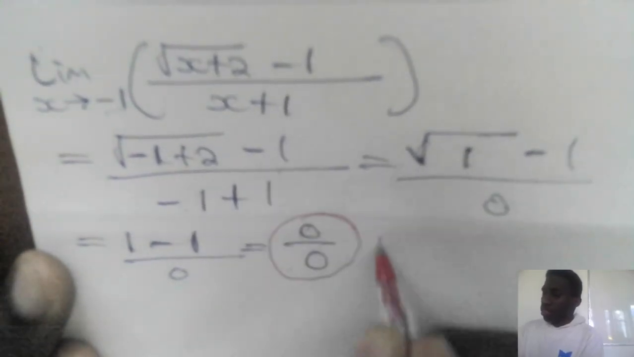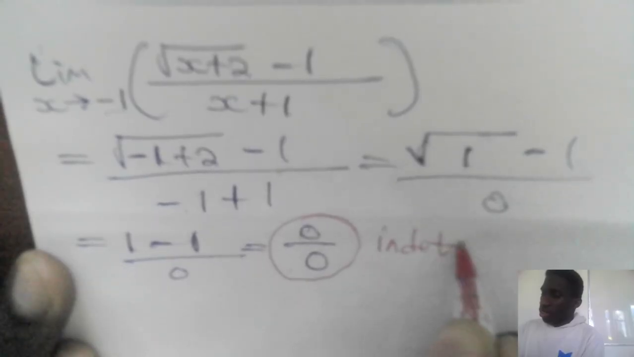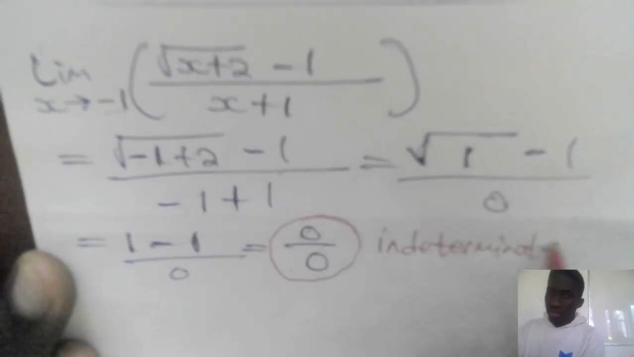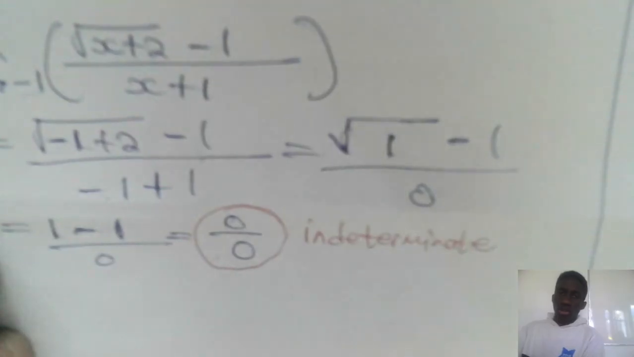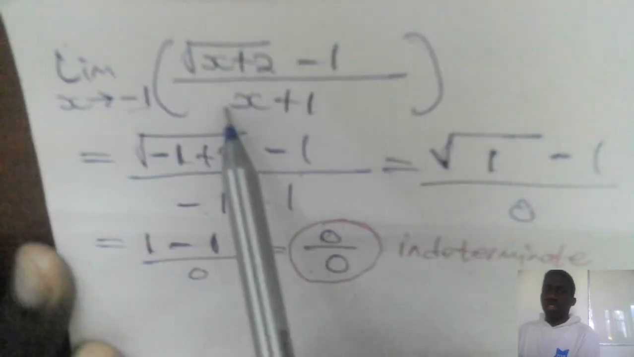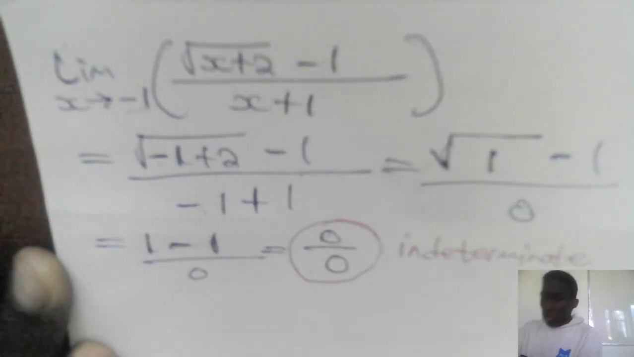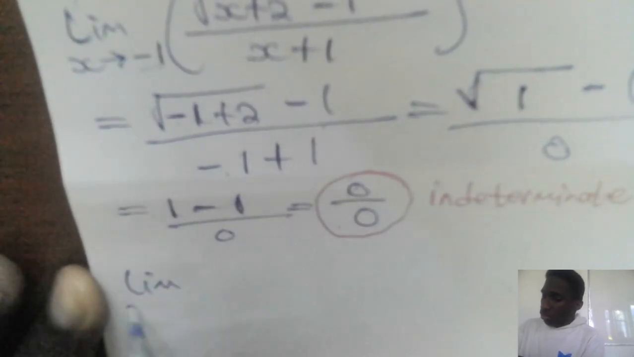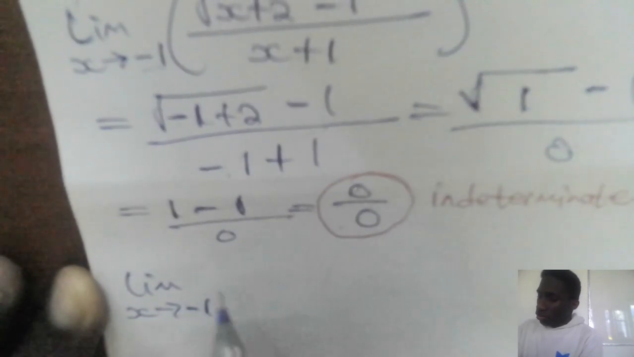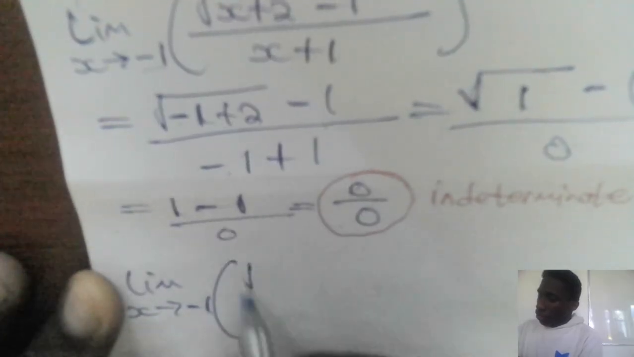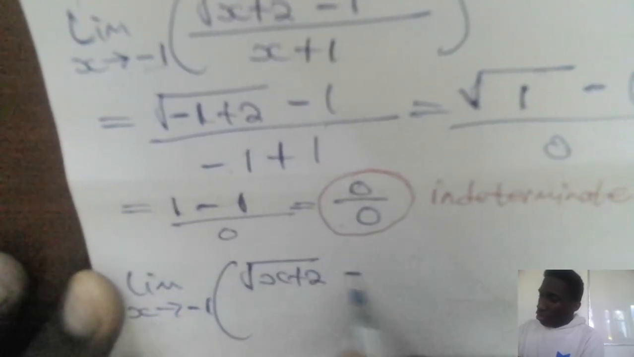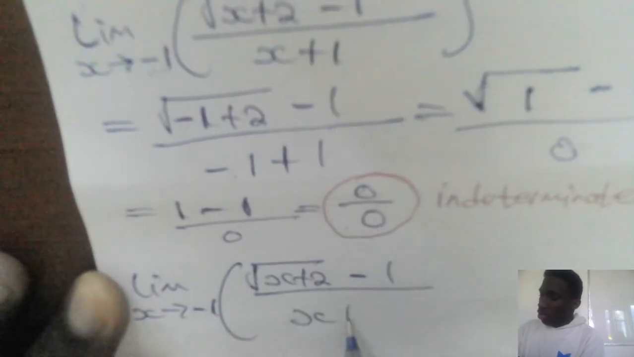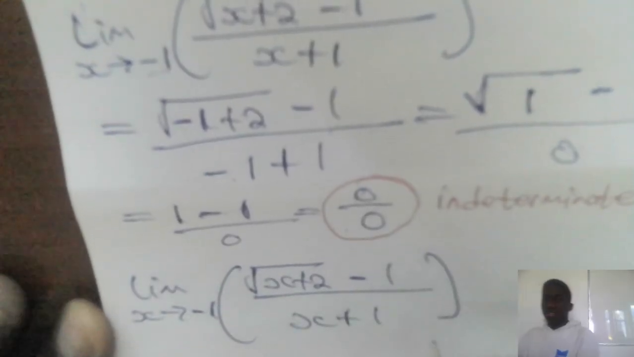This is still in the term limits. It's not an answer at all. When you get 0 over 0 by substituting, it's not an answer. It means you have to do something to the function. You have to simplify it, the same way we did in the last example. So let's rework again. So we rewrite the function. We want to see how we can rework. So how can we simplify this?